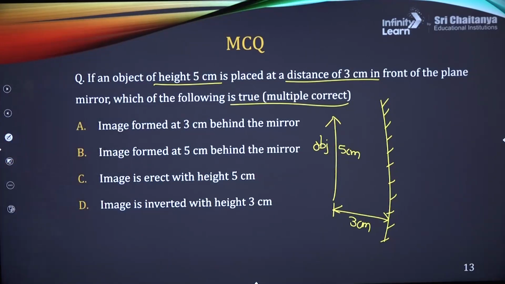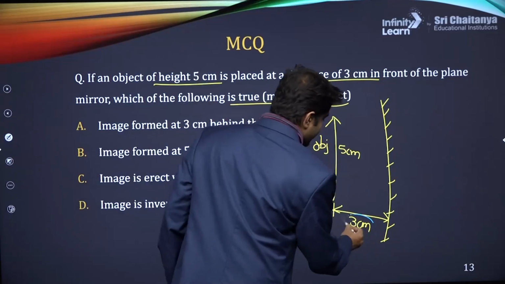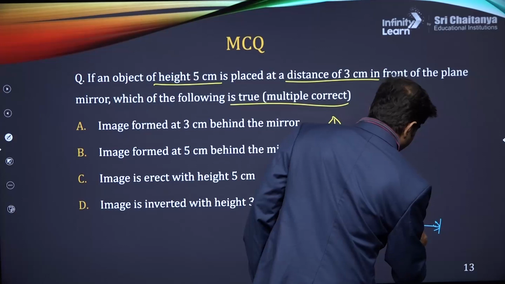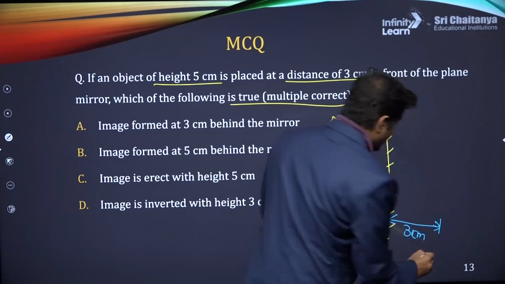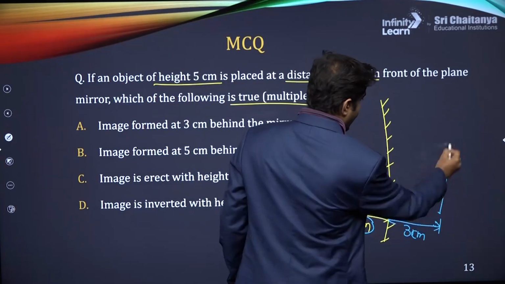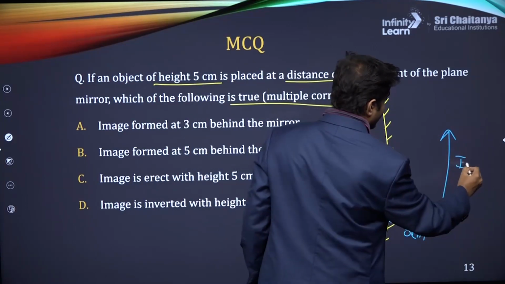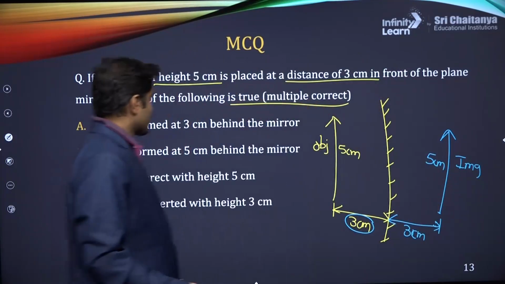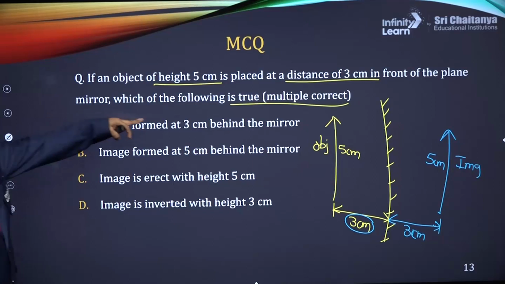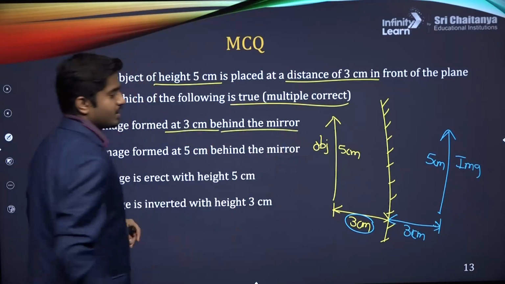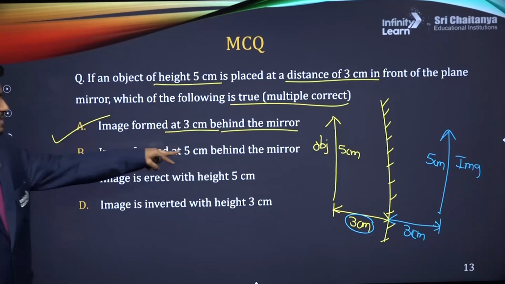Now how do you solve this? There is an object distance. So image will form at a distance of 3 centimeter. So there is an image distance. And height of the image is the same as height of the object. There is an image. So image will also be 5 centimeter in height. So which is correct? Image is formed 3 centimeter behind the mirror. That is correct. Formed 3 centimeter behind the mirror. It is correct. Formed at 5 centimeter behind the mirror.